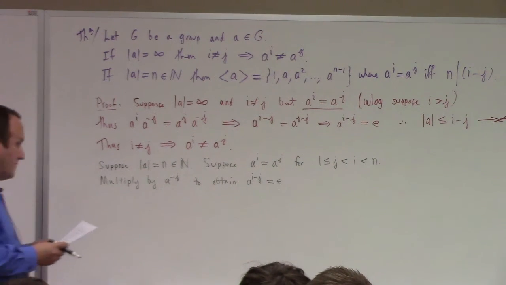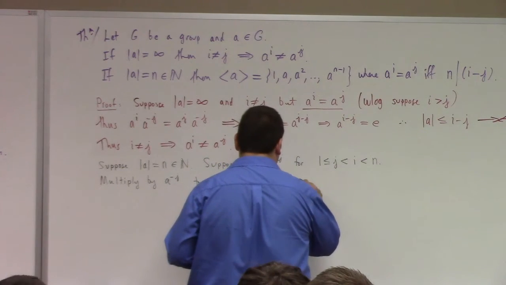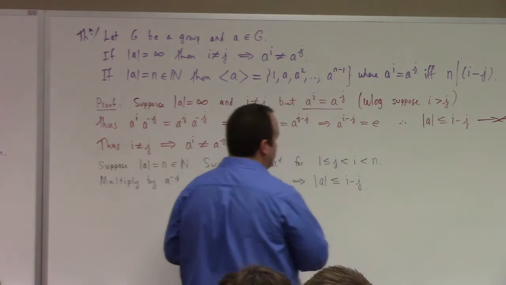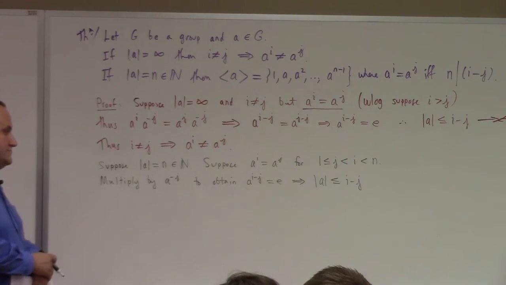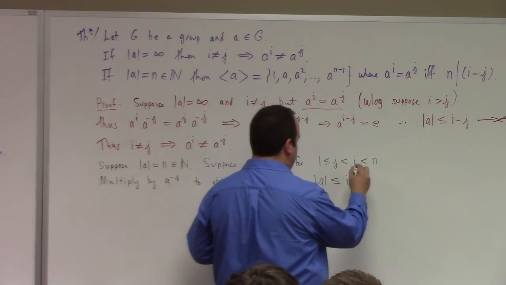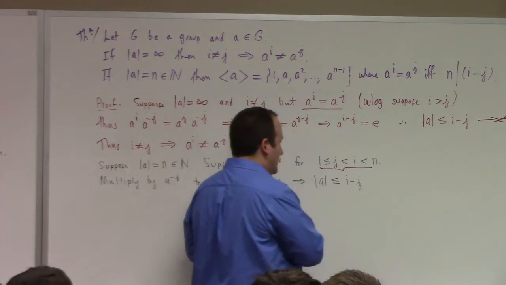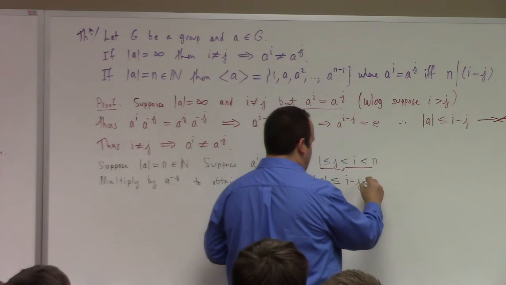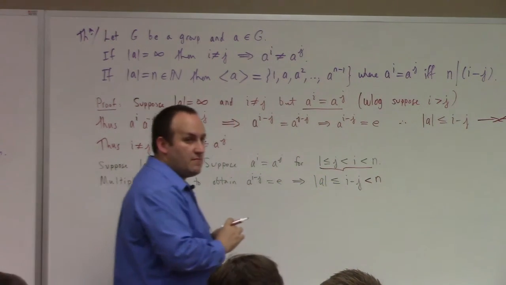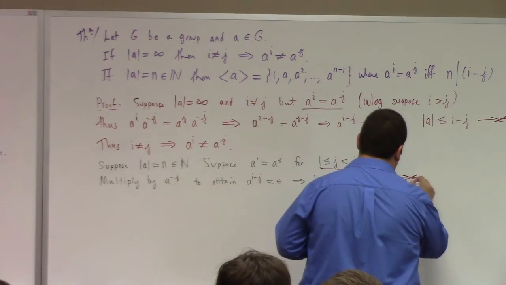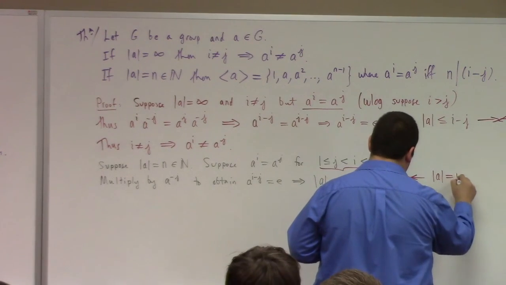What does that contradict? So that says that the order of a is less than or equal to i minus j, right? But what does that inequality right above that say about the relation of i, j, and n? Yeah, but what is this? Yeah, exactly. So i is less than n, and j, so this is definitely what? Smaller than n, right? So this is clearly a contradiction to the order of a equaling n, right? So what does that mean?